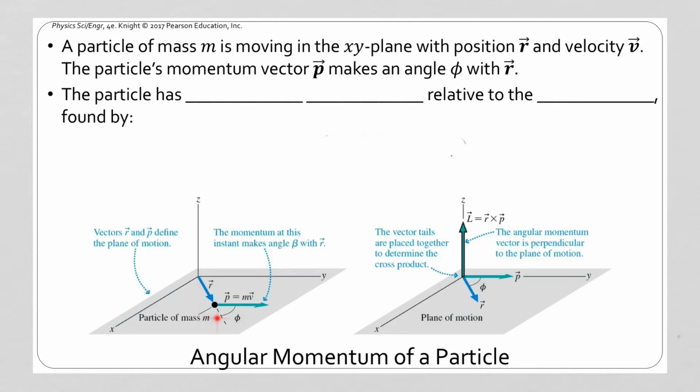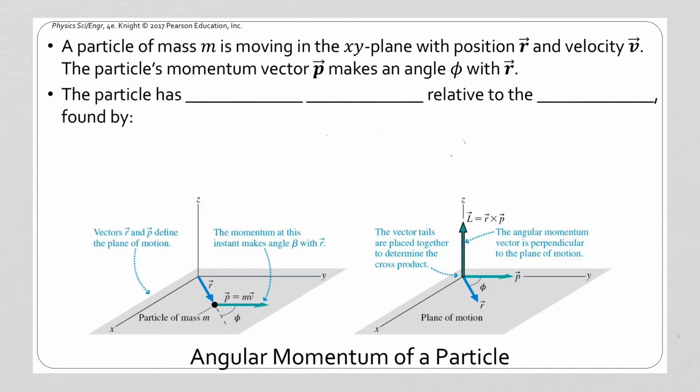A particle with mass m is traveling in the xy plane and it has a position r and a velocity v. That particle is then going to have a momentum vector p that is going to point in the same direction as the velocity. The velocity and momentum vectors will always be parallel. And whatever this location is, there's going to be an angle phi here between the radial line from the position vector indicating the position of the object and the direction of the momentum.